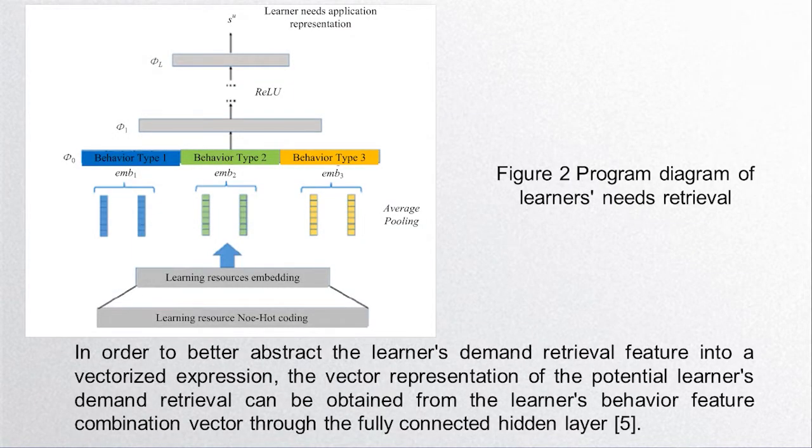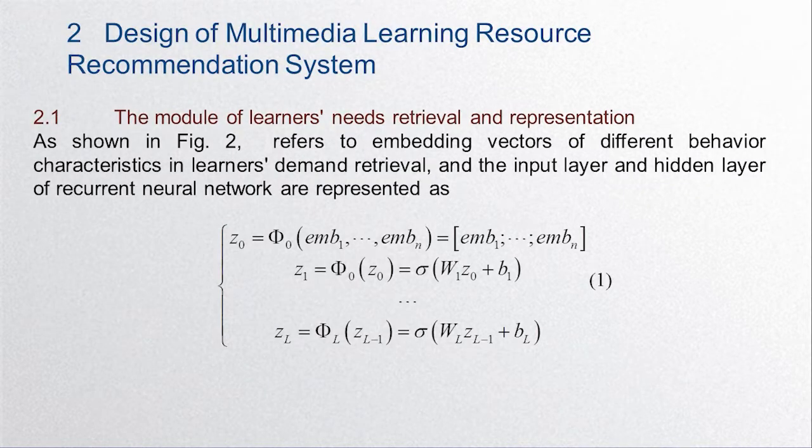Figure 2, program diagram of learner's needs retrieval. We want to better extract the learner's demand retrieval feature into a vectorized expression. The vector representation of the potential learner's demand retrieval can be obtained from the learner's behavior feature. Combine the vectors through the fully connected hidden layer. The module of learner's needs retrieval and representation, as shown in Fig. 2, refers to embedding vectors of different behavior characteristics in learner's demand retrieval, and the input layer and hidden layer of the recurrent neural network are represented as follows.